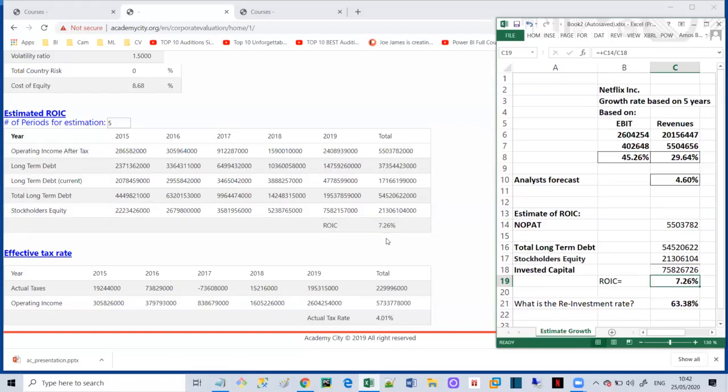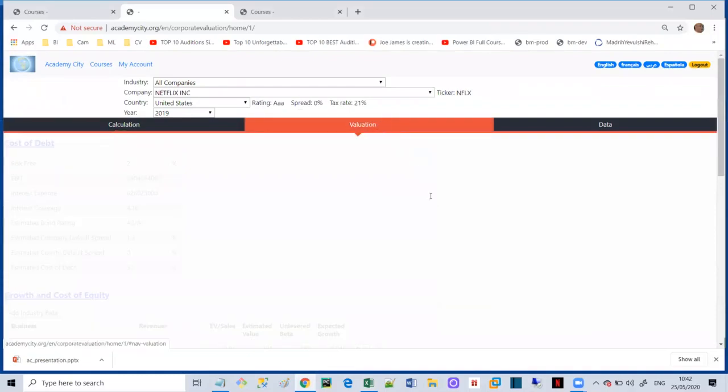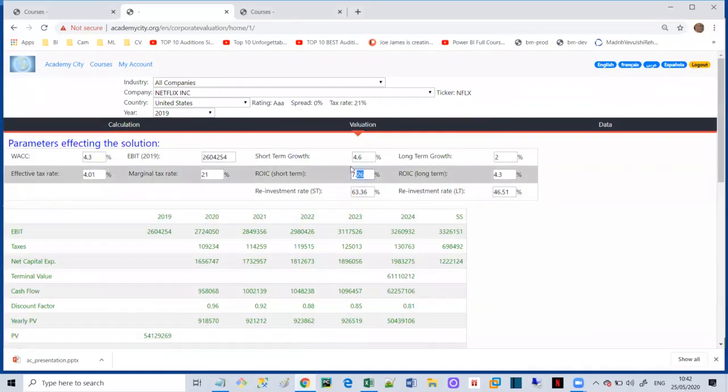Now we know that return on invested capital is a driver for value. So that number is an important number. By the way, the simulation automatically put it right here for you. If you look at this number, it comes right from here.